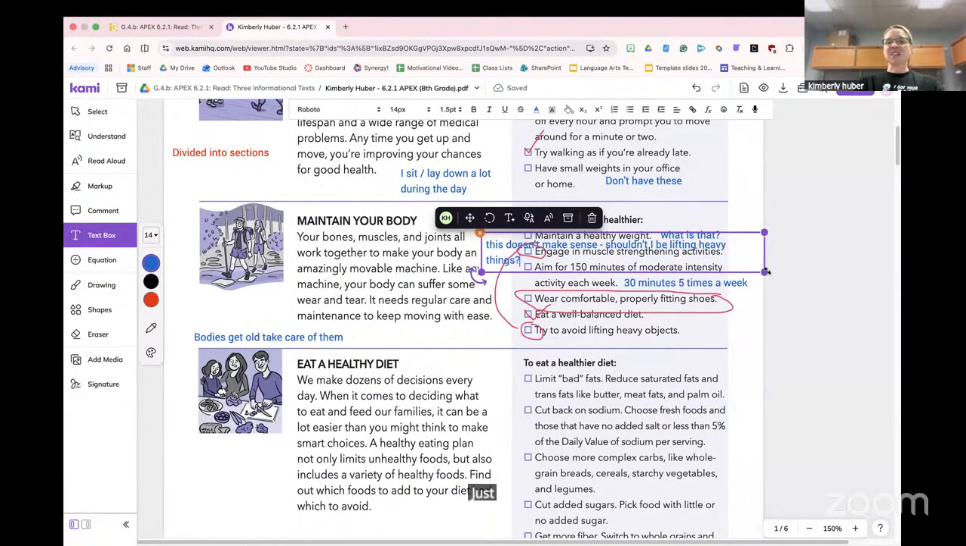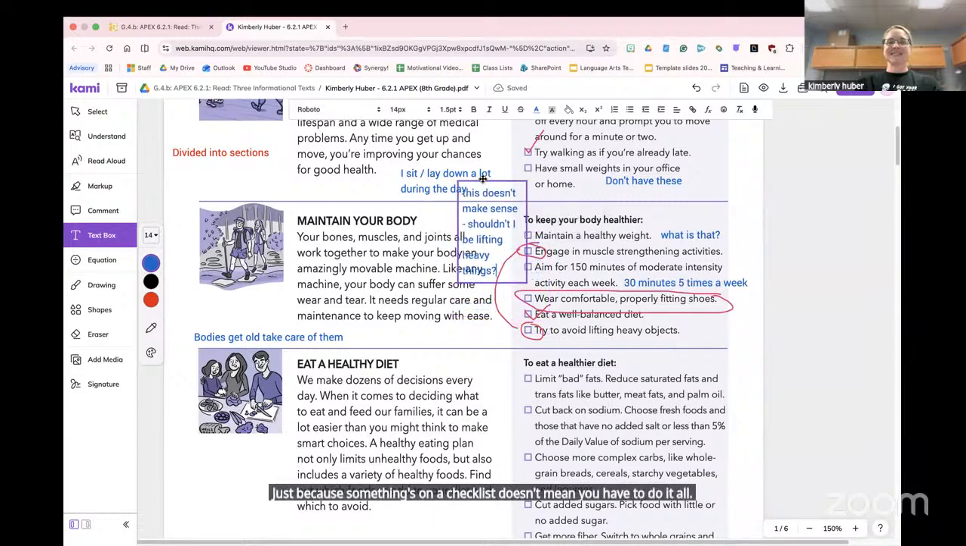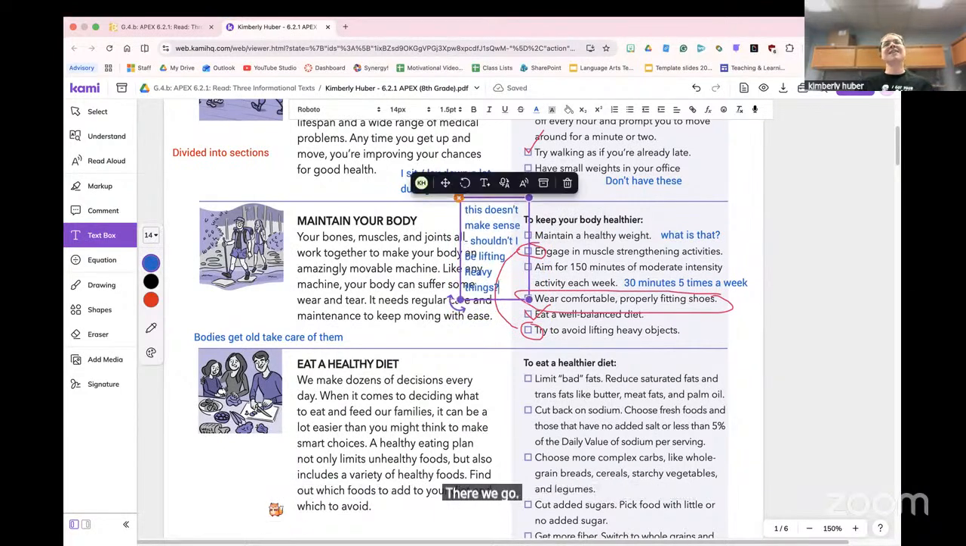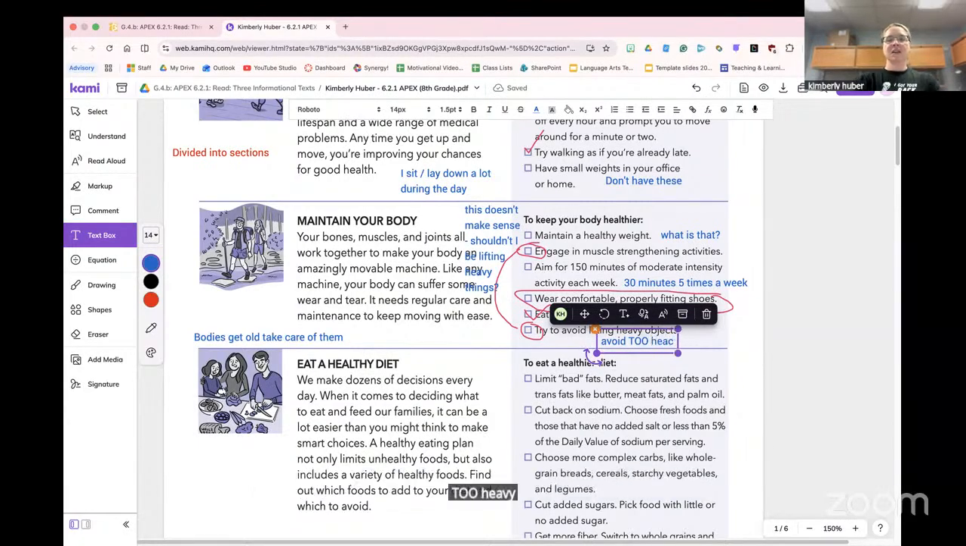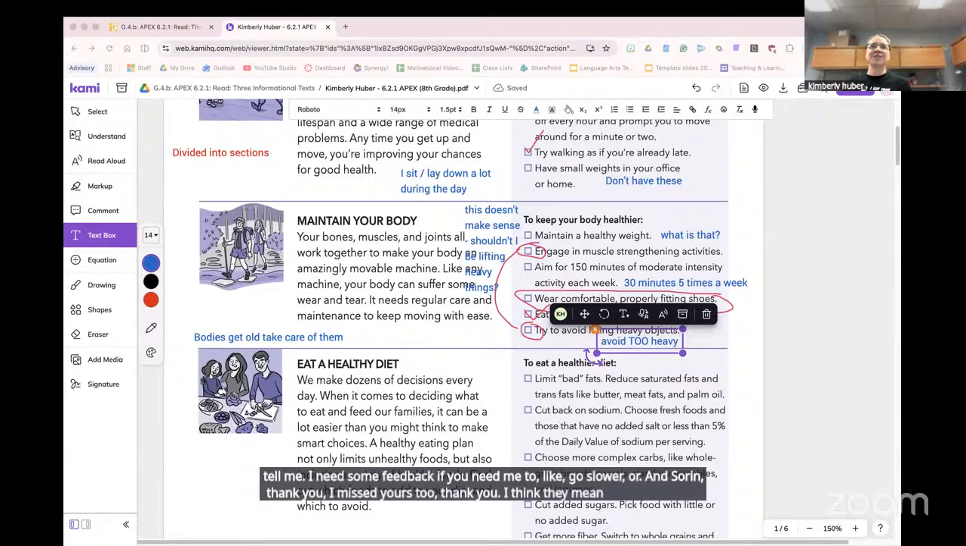Just because something's on a checklist doesn't mean you have to do it all. Okay. Lex, that is such a good idea. They probably mean heavier than you can comfortably carry. I love it. Okay, avoid too heavy. Got it. Tell me, I need some feedback if you need me to go slower. Soren, thank you. I missed yours too. Thank you. I think they mean lifting heavy items that are too heavy and will hurt you. Yes. You all are smart.